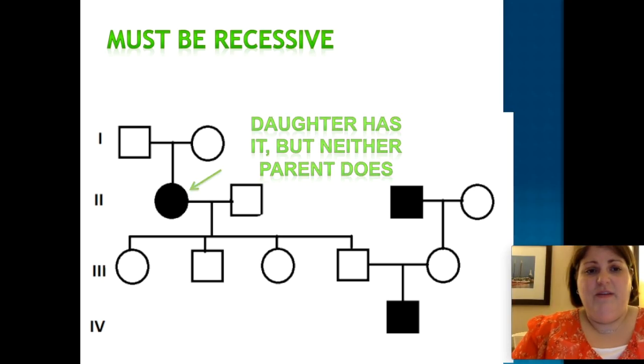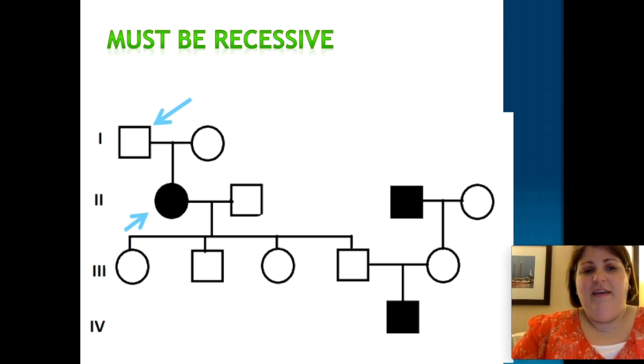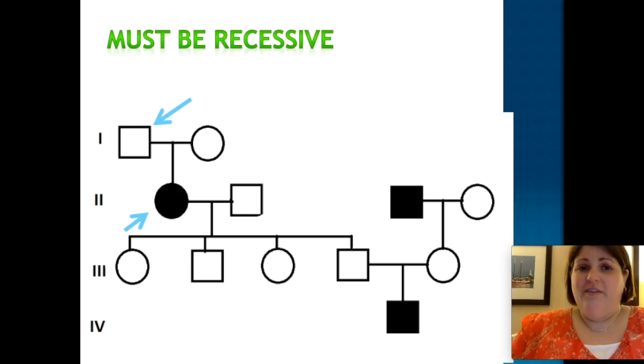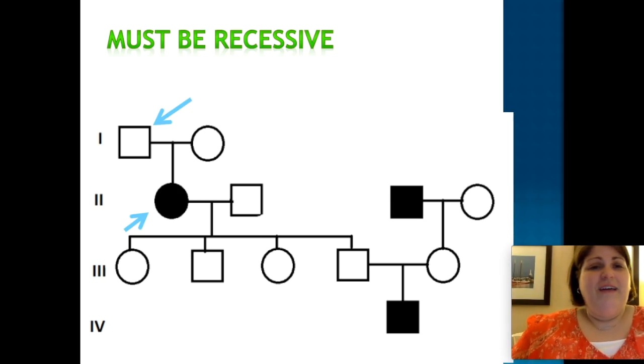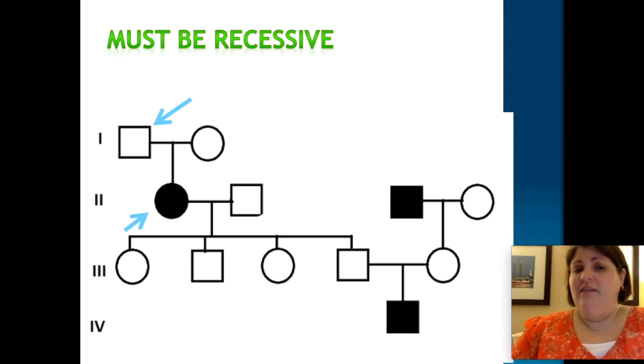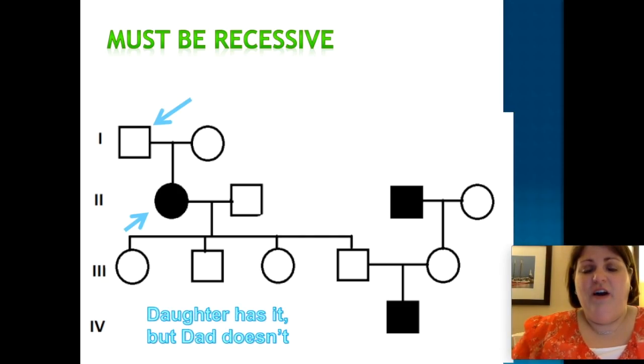Next thing we can notice is that the daughter has it and the father does not. Remember that if it's a recessive trait, a daughter has to get one allele from mom and one allele from dad. And dad only has one allele for sex-linked. And so since dad's one allele isn't the recessive trait, this must be an autosomal pedigree.